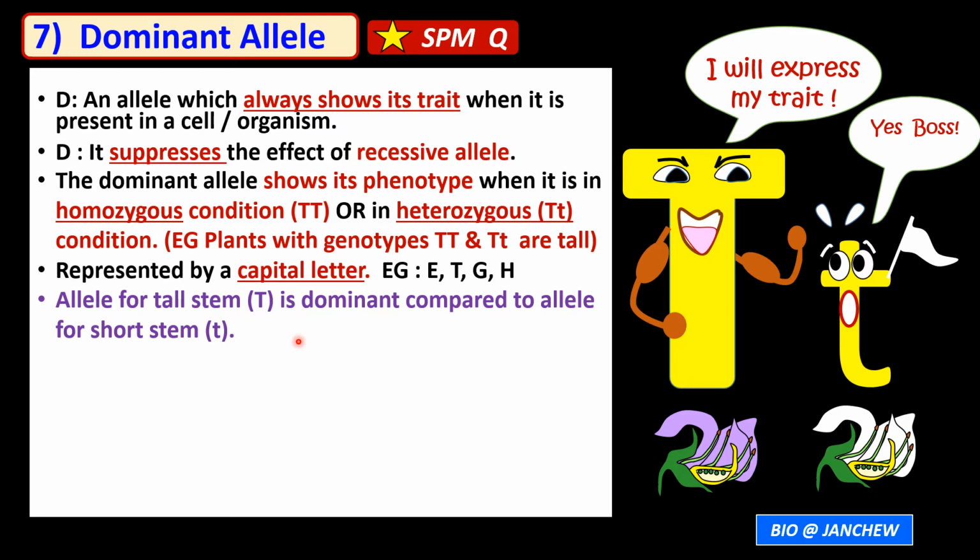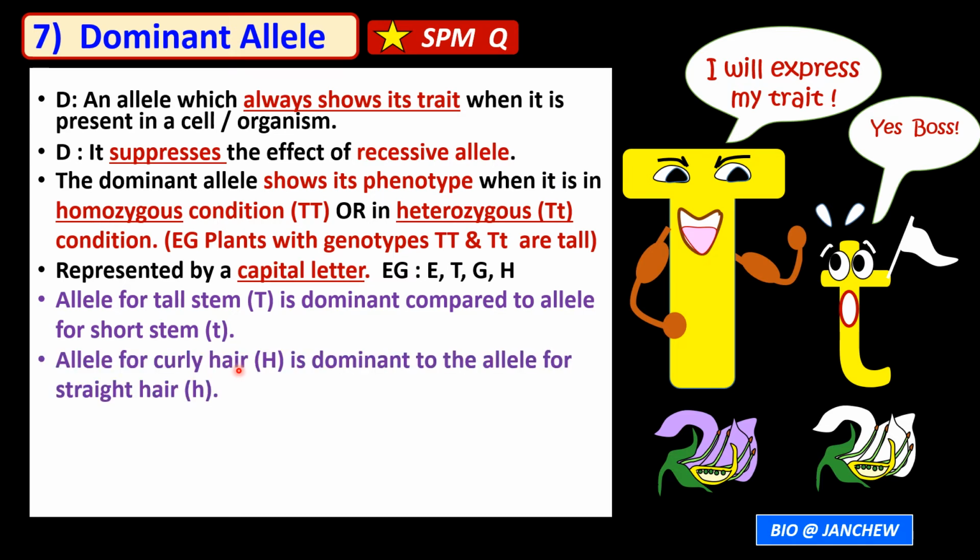Now how do we state it? How do we state the effect of the dominant allele? So we can say allele for tall stem, big T, is dominant compared to the allele for short stem, small t. Or allele for curly hair, big H, is dominant to the allele for straight hair, small h. Can you give me some examples of dominant alleles for humans or for pea plants?